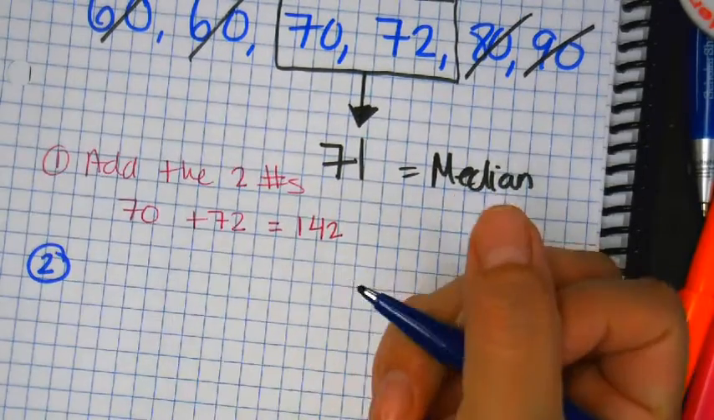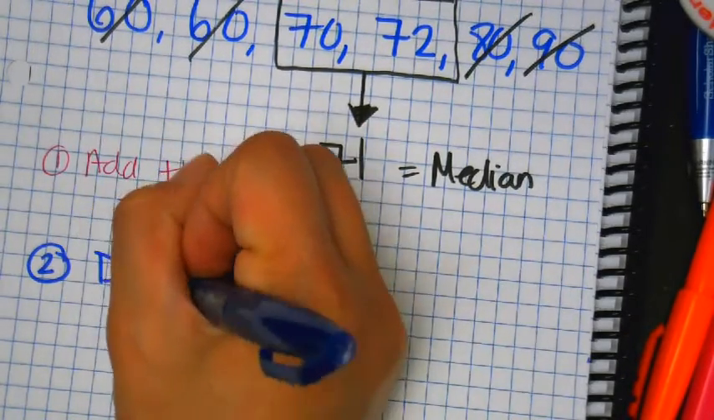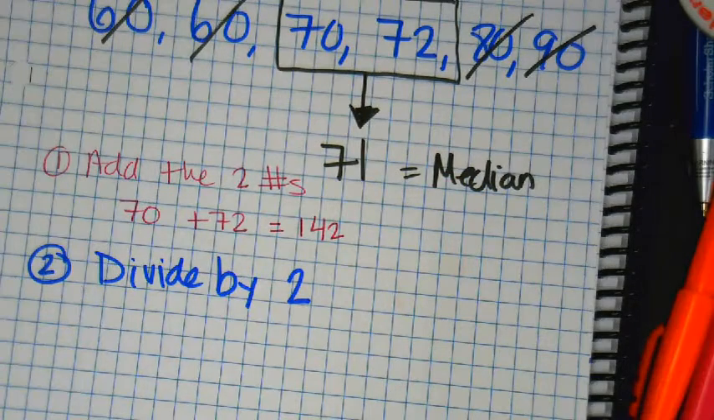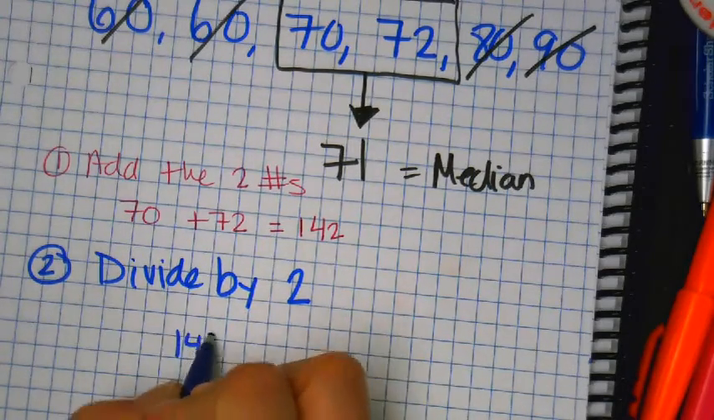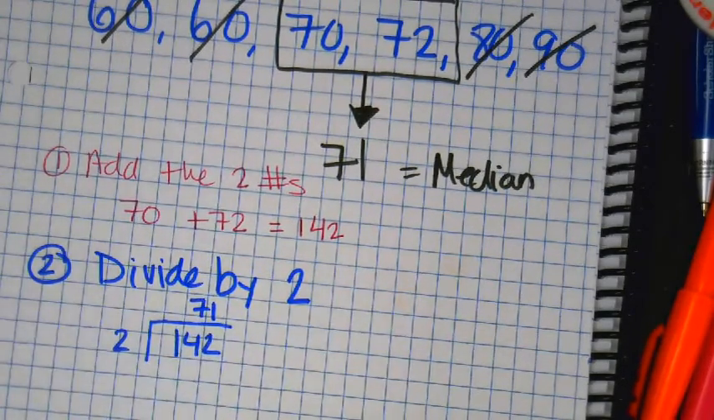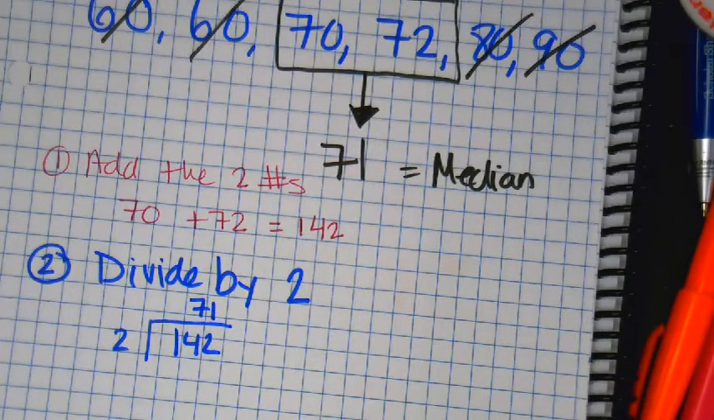Step 2, you're going to divide by 2. Why do I divide by 2? Well, didn't you add 2 numbers? Yeah, so you divide by 2. So what is 142 divided by 2? 71. Yeah.